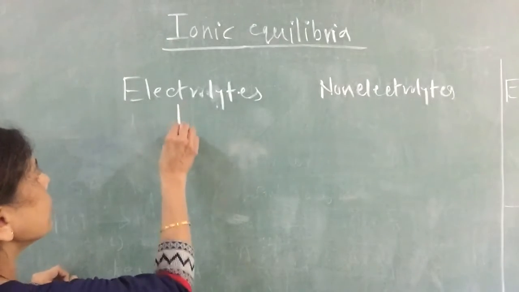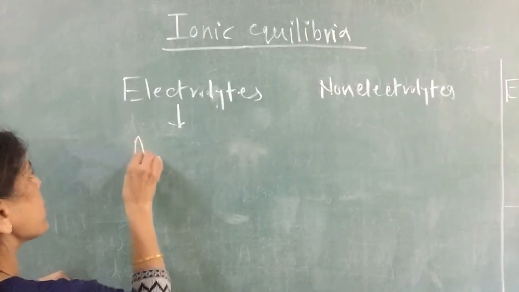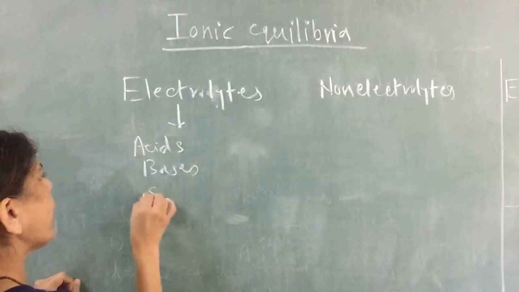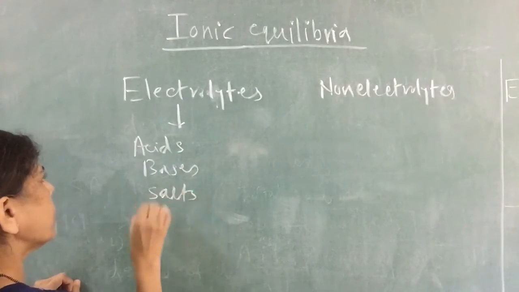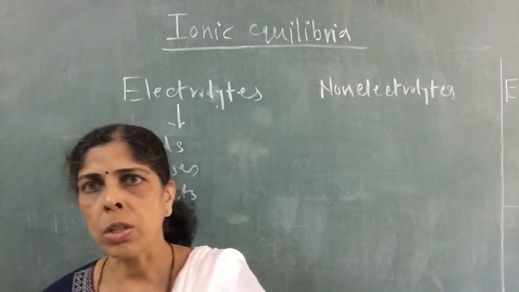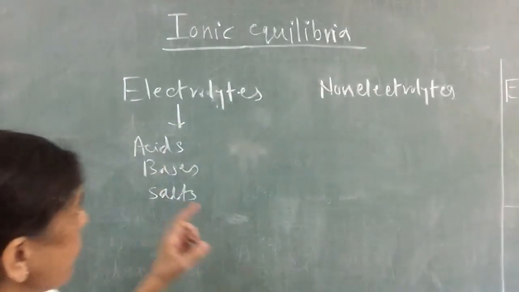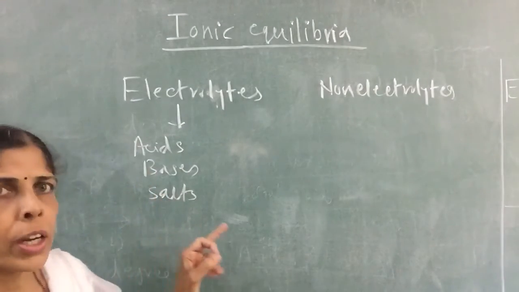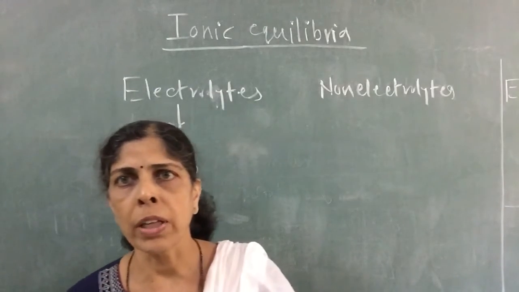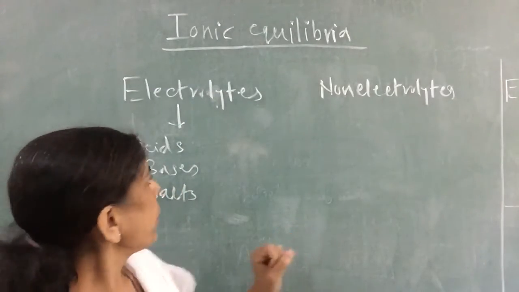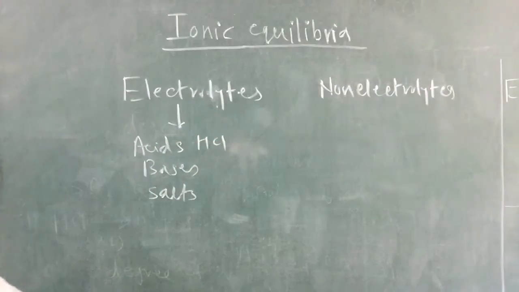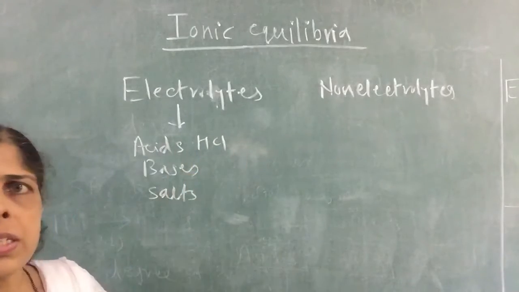For example, electrolytes: all acids, all bases and salts, these are electrolytes. Acids, whether weak or strong, bases, whether weak or strong, and all salts are electrolytes because they produce ions in aqueous solution when they are dissolved in water. For example, if we take the acid HCl, it will produce H plus and Cl minus ions in water.